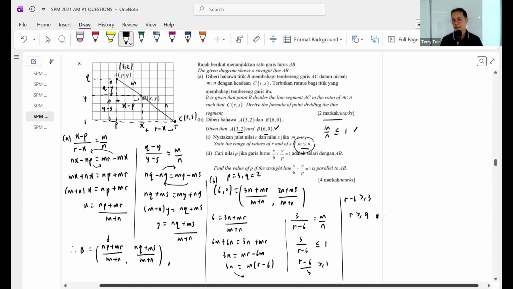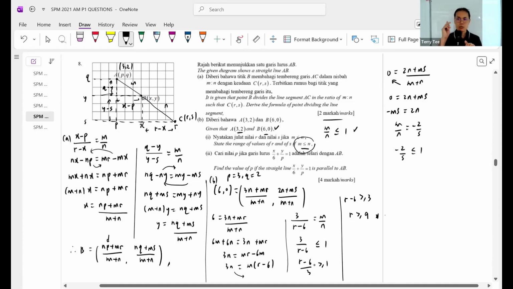Okay, now we're going to do for y. This one I did for x. Let's compare the y. Your y will be 0. So 0 equals 2n plus ms, times m plus n. The good news is m plus n, when you times 0, is still 0. I bring this over. Maybe I bring ms equals to 2n. So m over n equals to negative 2 over s. Since your m over n is less than or equal to 1, minus 2 over s must be less than or equal to 1.